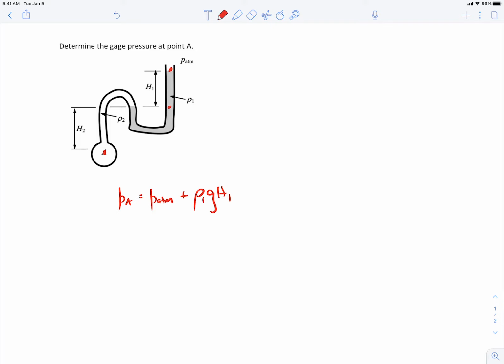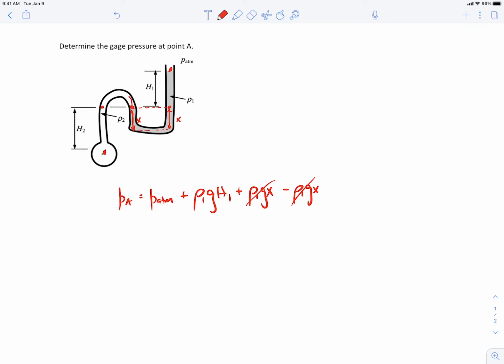Now since we're moving in the same fluid, I can move horizontally in the same fluid and it'll be the same pressure here. The way we can realize that is if I move down a distance, let me just call this distance x, then I would add in ρ1 gx, but then again I can move horizontally, and then if I come back up, it's the same distance x, I'll subtract out that same value of ρ1 gx. So those will cancel out. So you can see that as long as I'm moving in the same fluid, I can move horizontally and it'll be the same pressure.